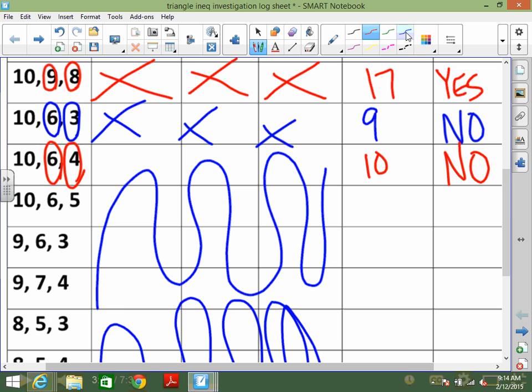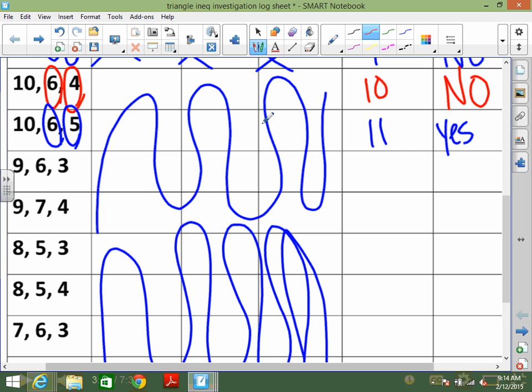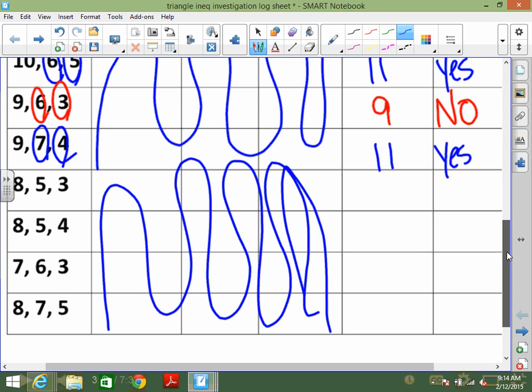Okay, next, 10, 6, and 5. What two numbers do I circle? And what do we get? Is 11 bigger than 10? So that's a yes. 9, 6, and 3. What do I circle? What's the total of 6 and 3? Is 9 bigger than 9? Nope. Okay, next, 9, 7, 4. And we get, is 11 bigger than 9? That's a yes.